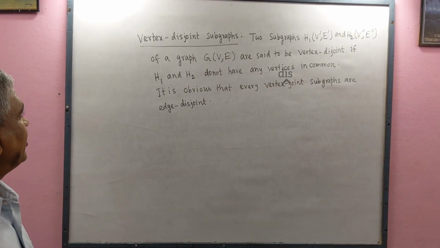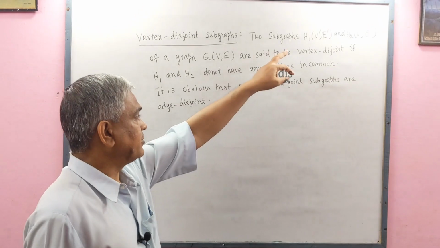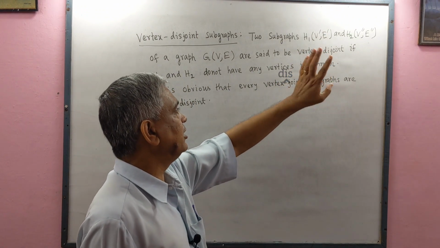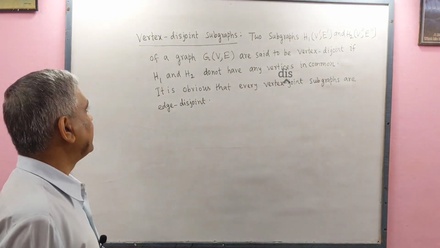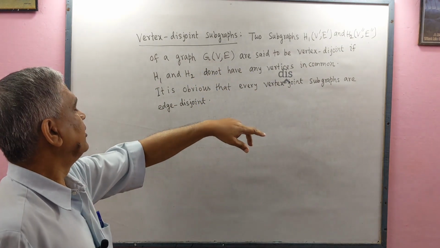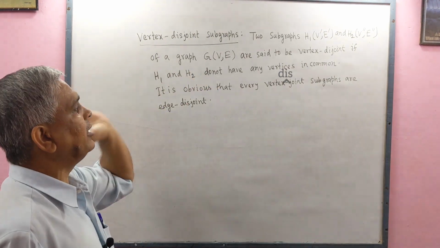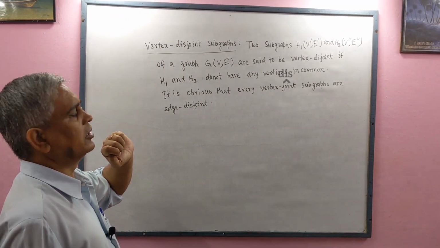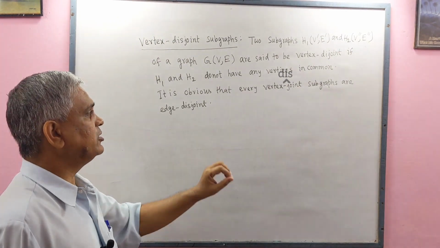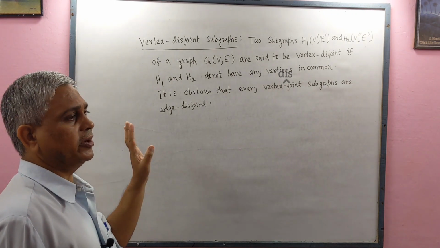Now we define vertex disjoint subgraphs. Two subgraphs H1(V', E') and H2(V'', E'') of a graph G(V, E) are said to be vertex disjoint if H1 and H2 do not have any vertices in common. It is obvious that every vertex disjoint pair of subgraphs is edge disjoint.